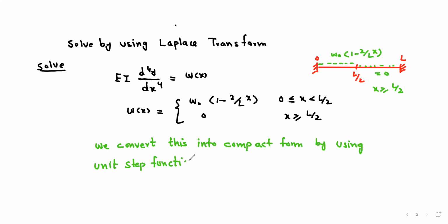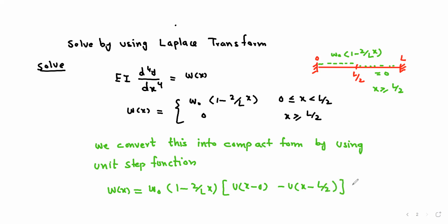Okay, you know that in the previous lecture I gave you some techniques for converting a piecewise continuous function to a compact form by using the unit step function. So we will write here w of x is equal to the first piece, w naught into 1 minus 2 by Lx, into u of x minus 0 minus u of x minus L by 2.